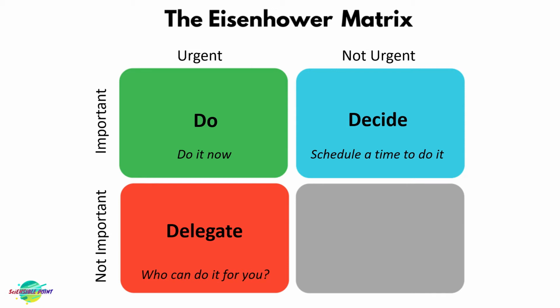The fourth and last quadrant is called delete or don't do, because it's there to help you sort out things you should not be doing at all. Eliminate it.